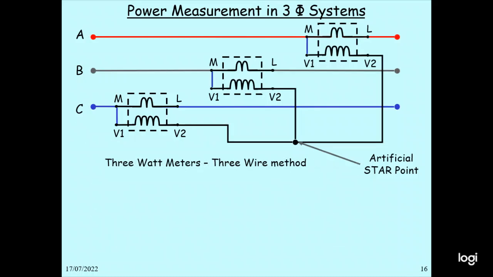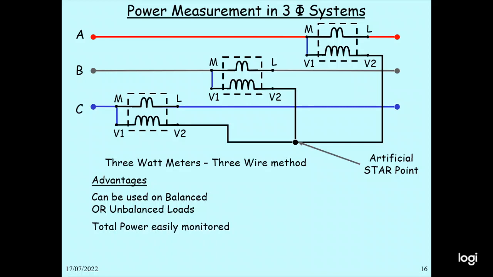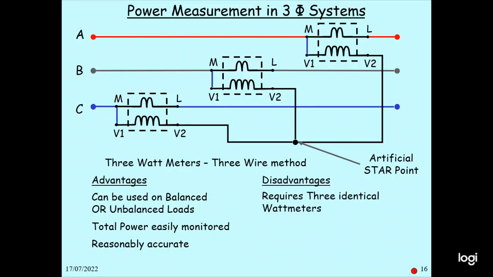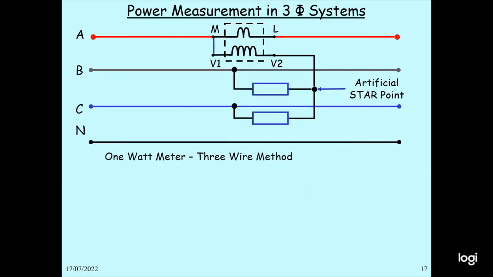So this is for the artificial star wire. The three meter method is where we connect an artificial star point. It can be used for balanced or unbalanced load. Total power is easily monitored and reasonably accurate. The disadvantage is that it requires three identical meters.